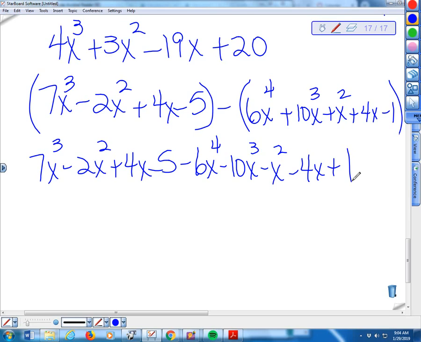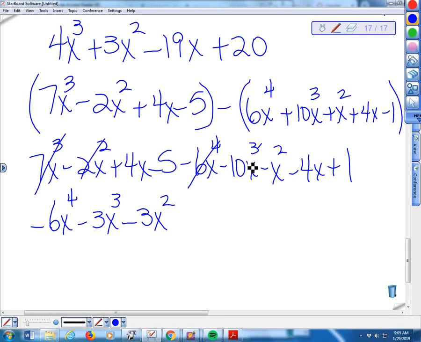What's my highest exponent? 6x? Can I combine that with anything? 4, sorry. So I'm going to put that first. Then 7x minus 10x is negative 3x. Then negative 2x minus x is negative 3x squared. Sometimes it helps to just start doing this so you don't get confused. And 4x minus 4x is just 0x. And then negative 5 plus 1 is negative 4. So that's how to subtract the two.